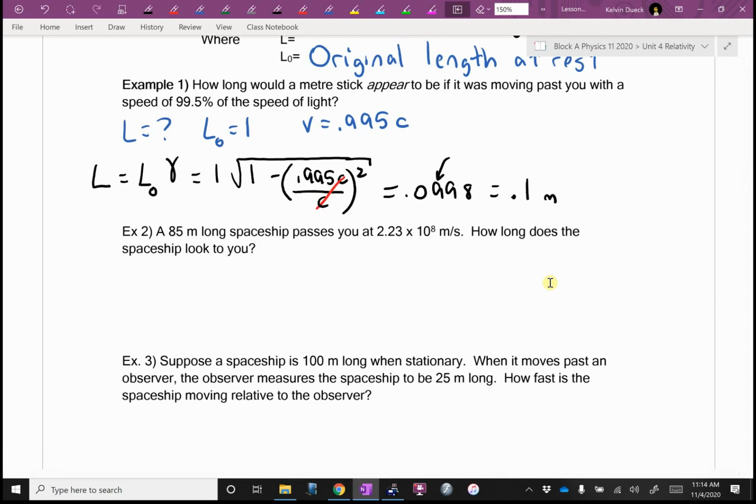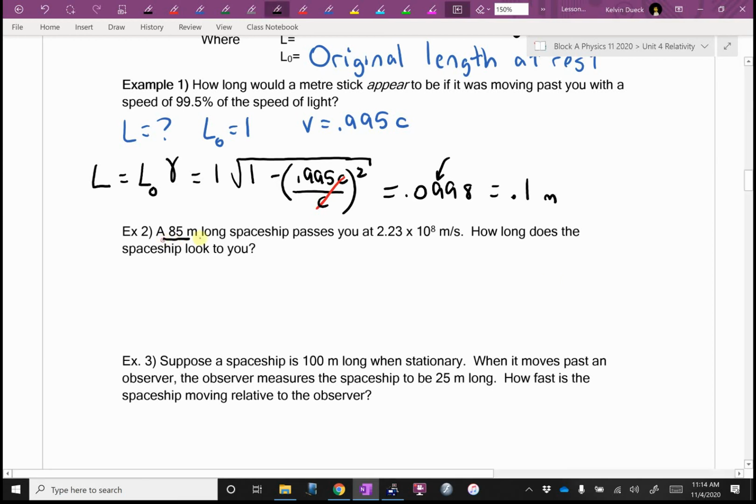I like example 2. Example 2 is a nice question. An 85-meter long spaceship passes you. Now that 85, that's at rest. How long does the spaceship look to you? What's this question asking me to find? L or L0? Yep. L.